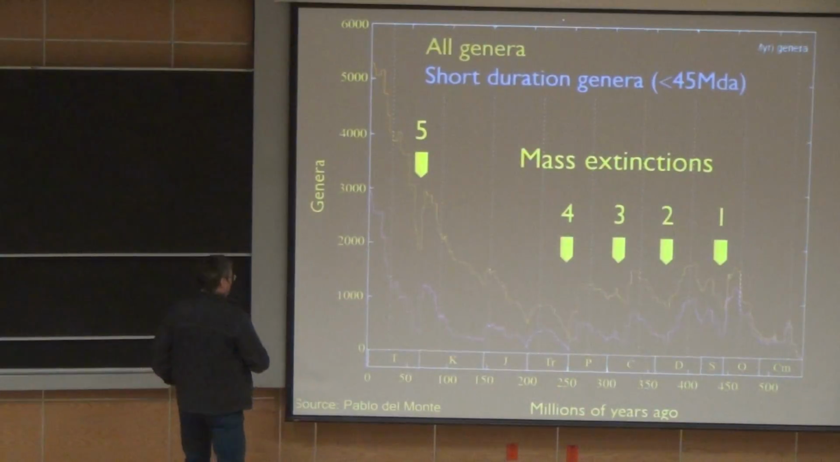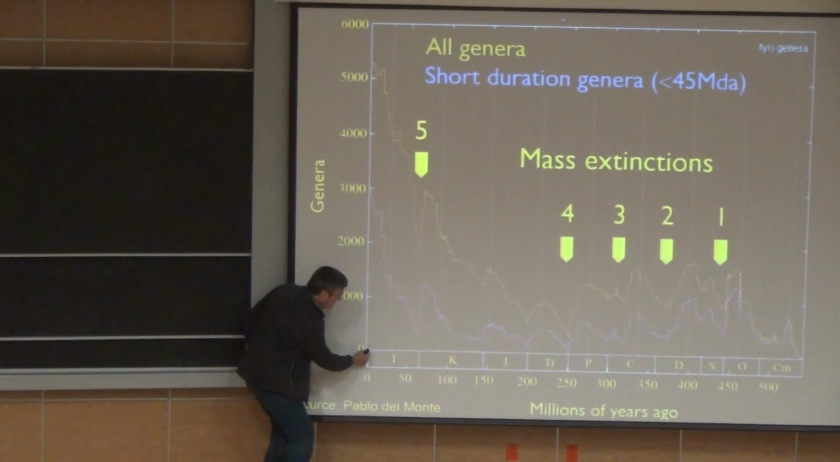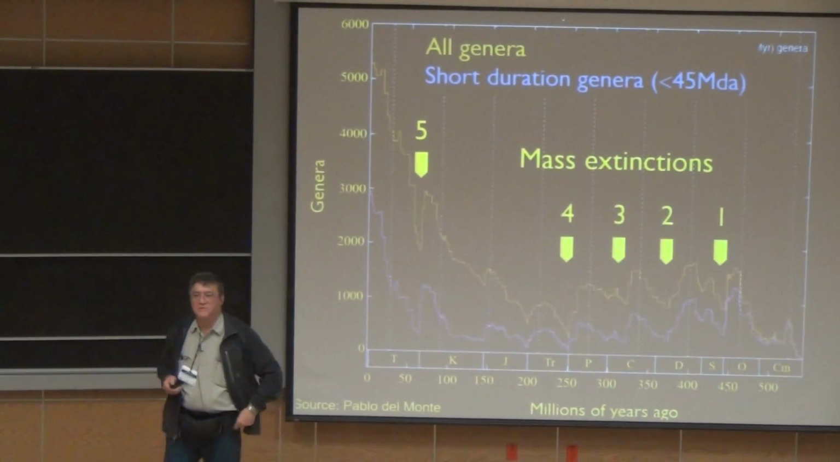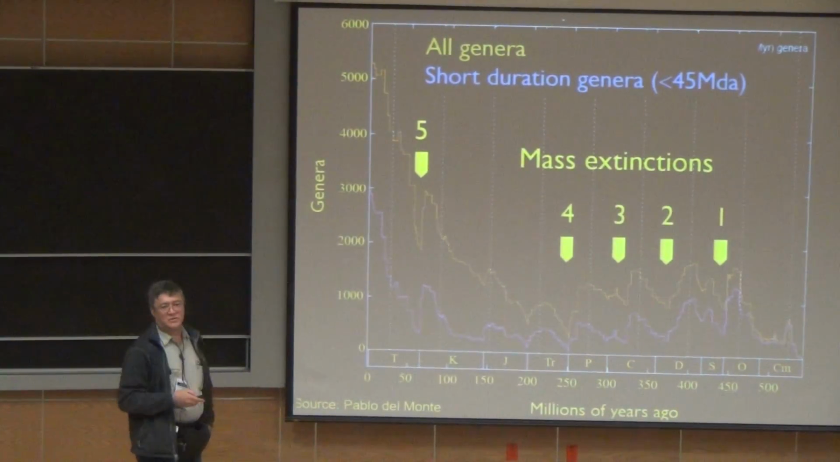It's important to realize that humans have been present in this picture about this much of time. Okay, right here. And there have been 5 massive extinctions when humans weren't even around. And this is where a lot of the debate comes.